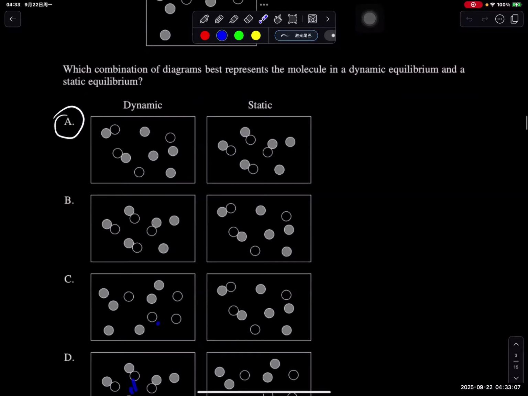Okay, so A is the correct answer for dynamic equilibrium, and this was of course static equilibrium, because this equilibrium can only be formed as the combined molecules are allowed to be split, but then you can't get any more bind to the combined molecule. So it's only a one-way reaction. That's why it's static equilibrium.